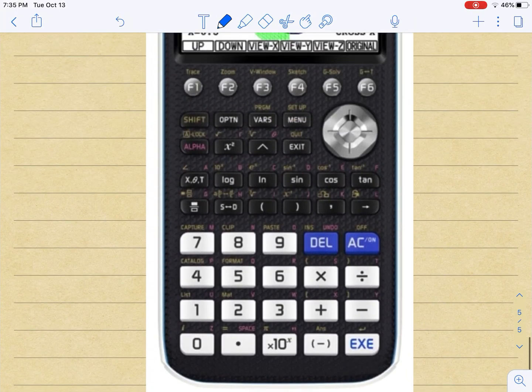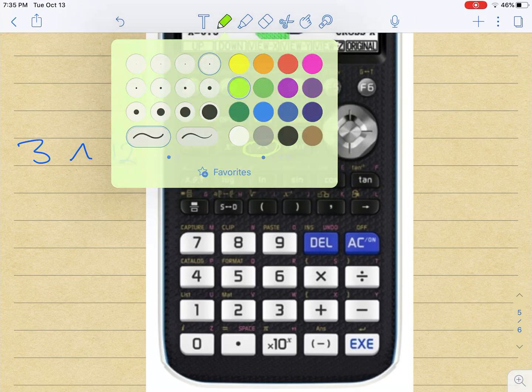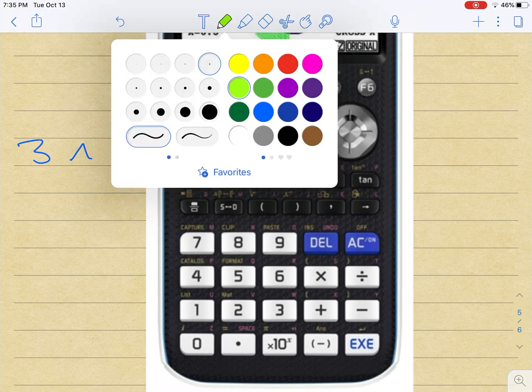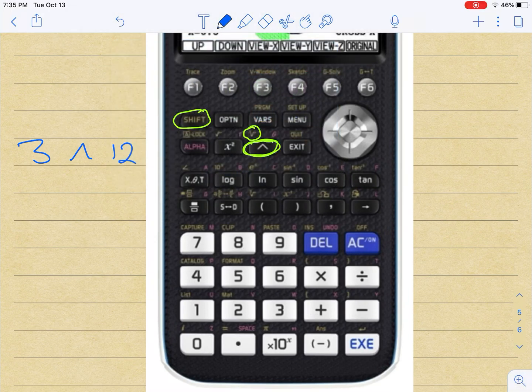So I'm going to try and just highlight for you some key buttons here. If I want to do 3 to the power of 12, I'm going to use this button here, that little hat. So I get 3 hat button 12, and that would do me 3 to the power 12. There's also, if I press shift, I can use this shift button to do any root. So if I wanted to find out, let's say the 5th root of 32, is that right? 2, 4, 8, 16, yep.